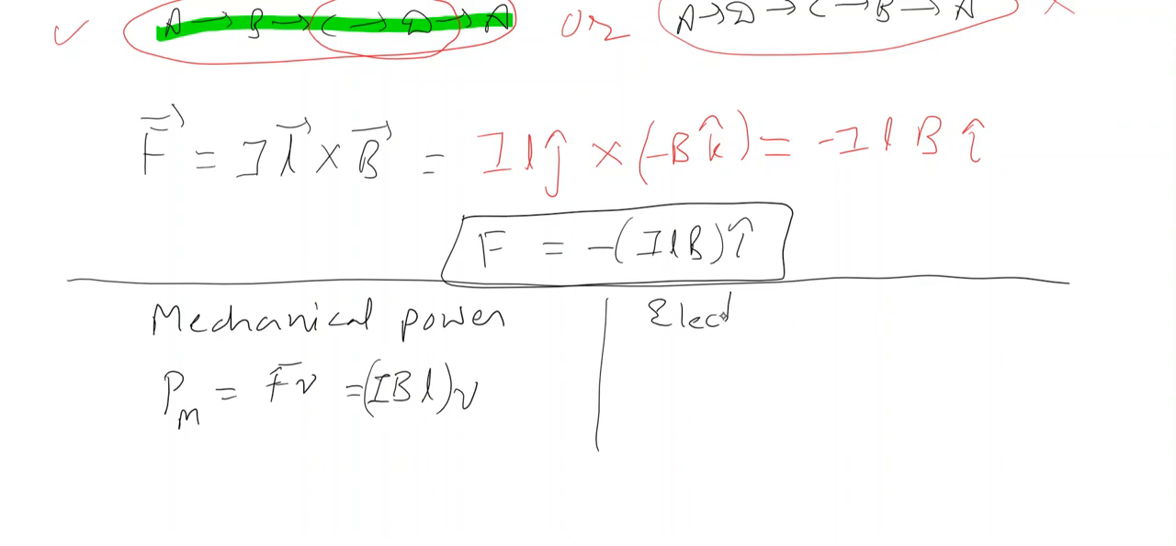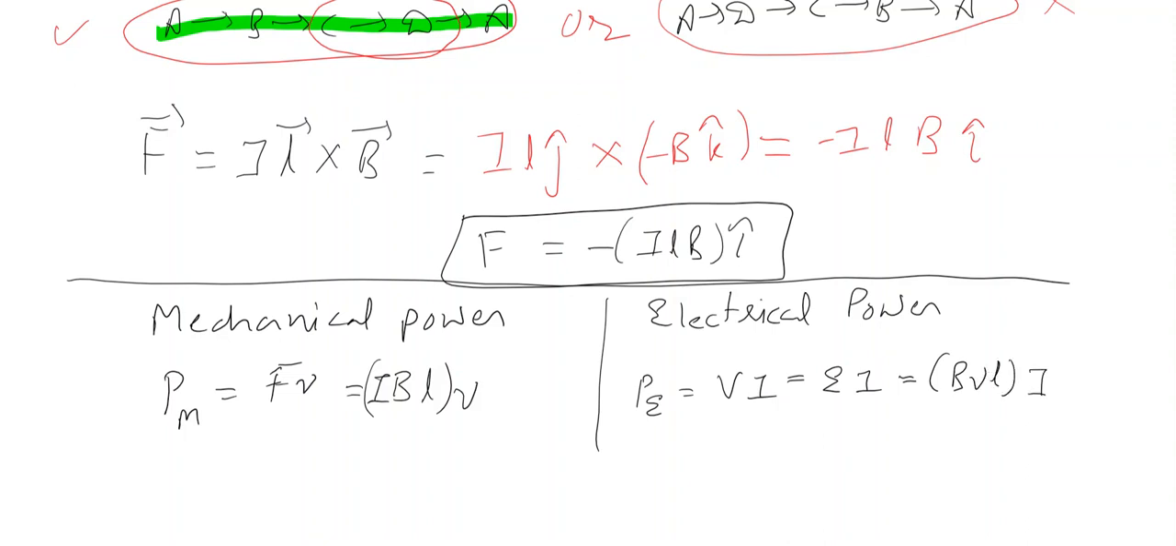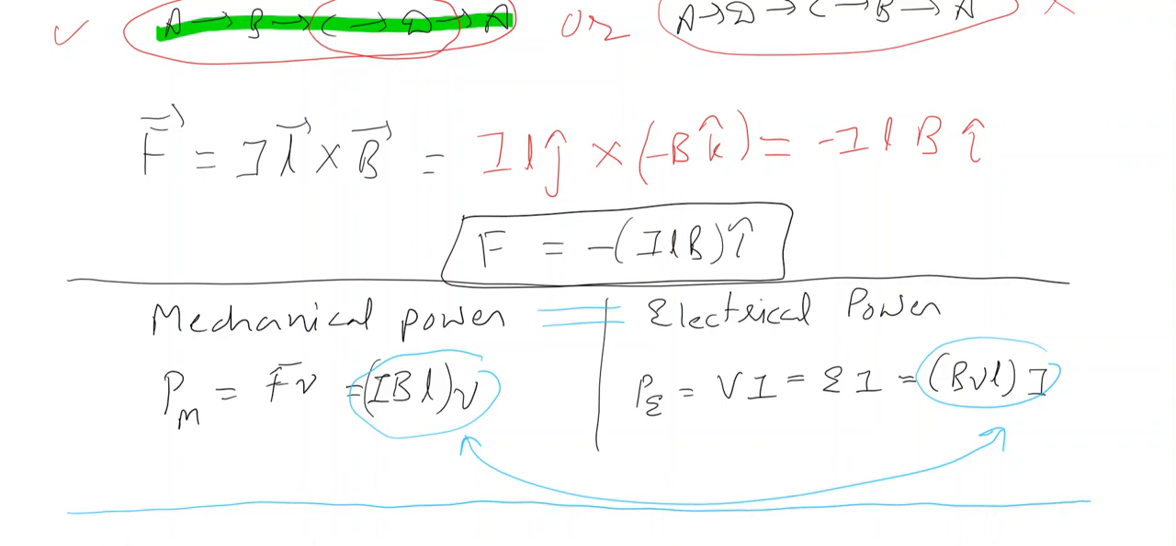And how much is the electrical power? So electrical power, if I call it P_E, is voltage into current, or else induced EMF into current. How much is induced EMF? It is B L V. Now look at this too. So I can say that mechanical power is equal to electrical power, and hence the law of conservation of energy is obeyed in the phenomena of electromagnetic induction.